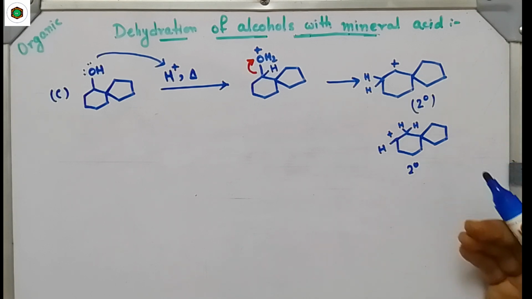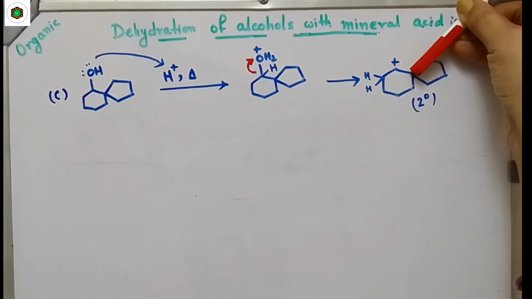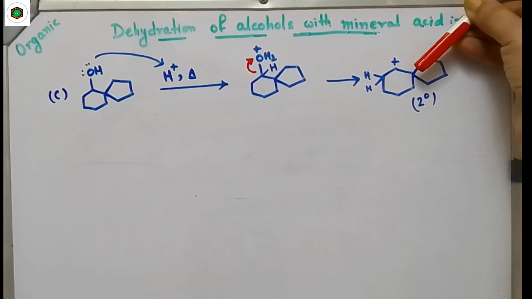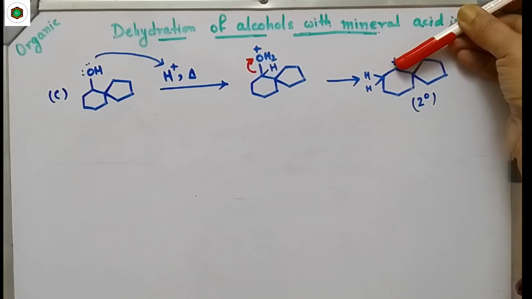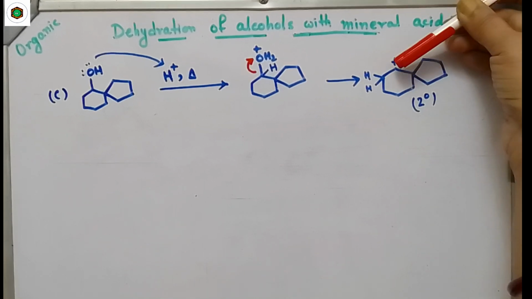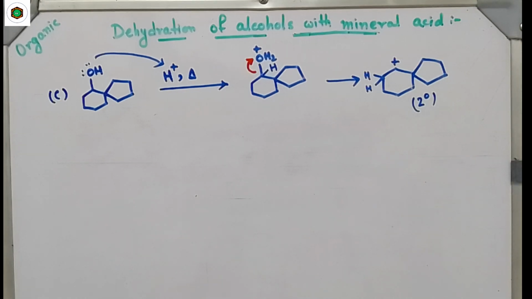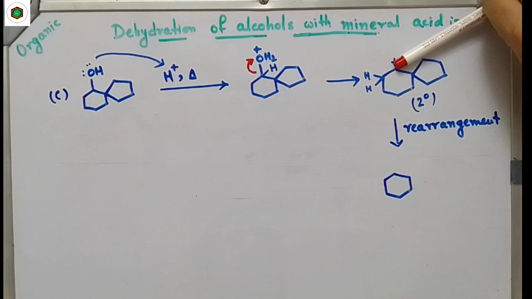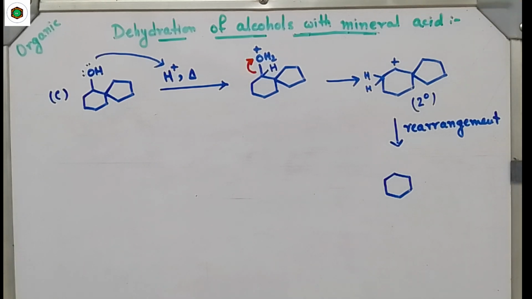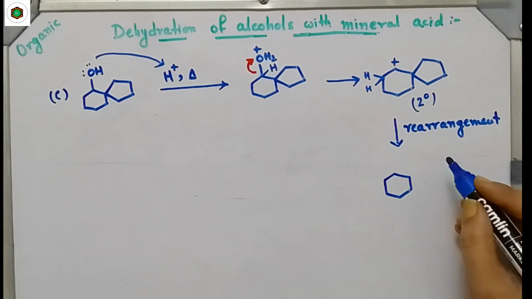Then what do we have to think? If you migrate this bond, just take out this bond from this carbon and migrate it here at this positively charged center with the bonding electrons. So what will happen? Just take out this bond and migrate it here with its bonding electron. So carbocation rearrangement will take place. What will we get?